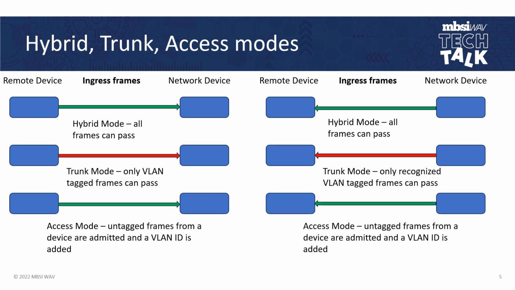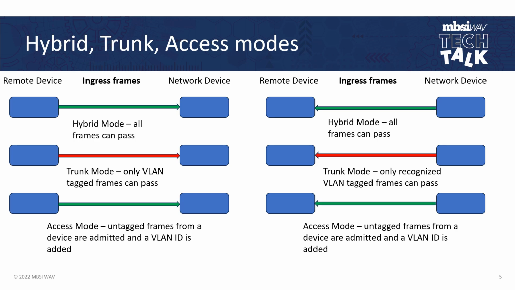There are 3 modes that VLAN devices operate in. One is called the hybrid mode, where all frames can pass, whether it's got a VLAN tag or not. We see this configuration on switches, we see it in radio devices, we see it all over the place. Hybrid mode: all frames can pass. We have a trunk mode, where only properly VLAN tagged frames can pass. Well, maybe all VLAN tags can pass. It depends on what the mode is.